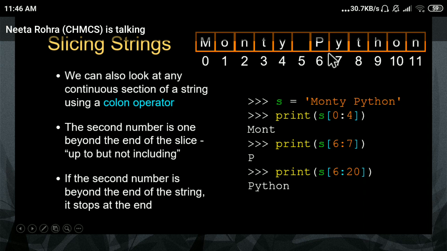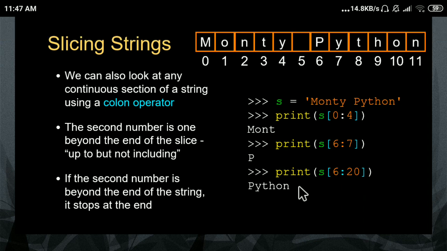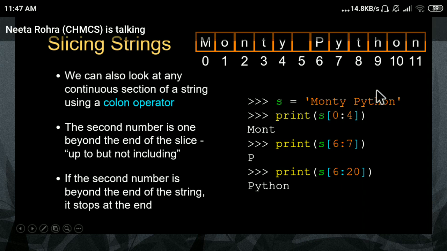Similarly, from 6 to 20. Now check, there is no character after 11. So this string gets terminated over here. Still it is going to accept it. So the upper bound is not there. So it is going to print the full length of your string. It will automatically stop after 11 because the end of the string has been reached.